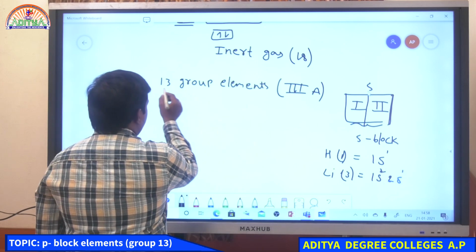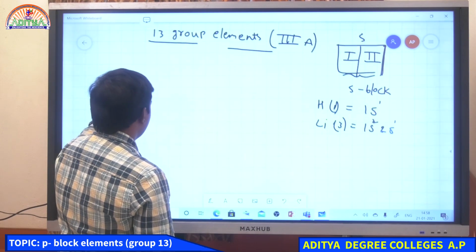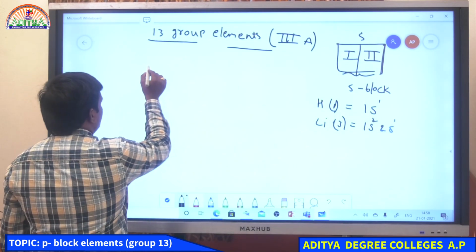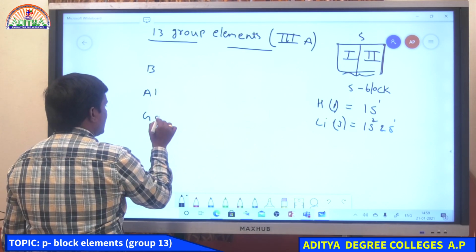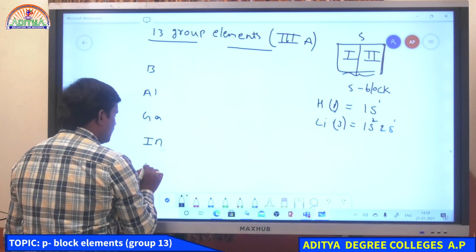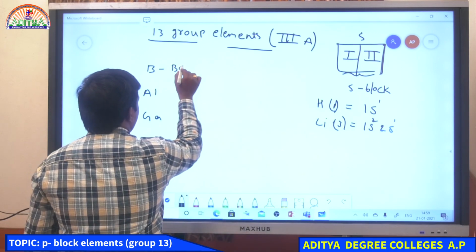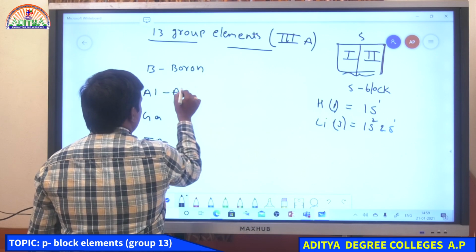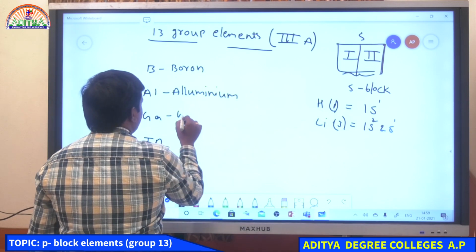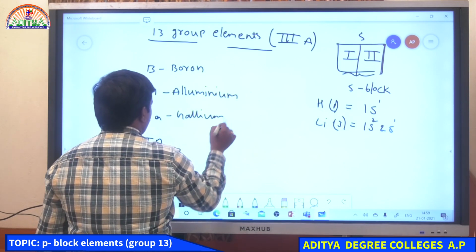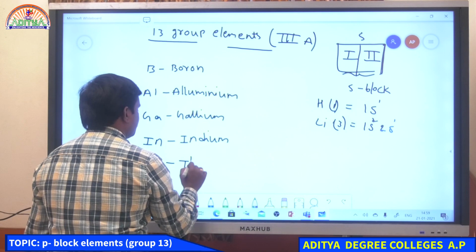Now elements of 13th group. So there are totally 5 elements in 13th group. These are, first one is boron, second one is aluminum, third one is gallium, fourth one is indium, and last one is thallium. So write the names. Boron, this is aluminum, this is gallium, indium, and finally thallium.